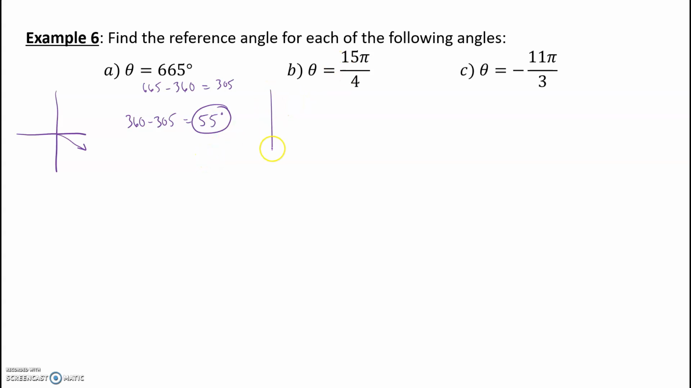Here, 15 pi over 4, we're talking radians, so we can add or subtract 2 pi. Let's go ahead and subtract 2 pi. So 2 pi is 8 pi over 4. If you subtract it, you get 7 pi over 4.